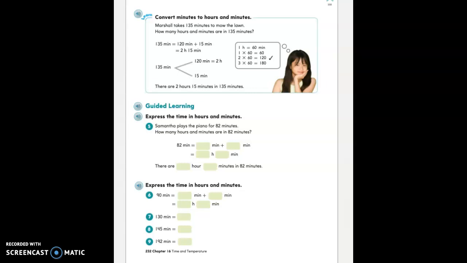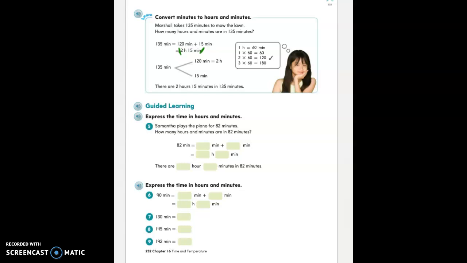So 135 minutes is going to be 120 minutes plus 15 minutes. That's going to equal 2 hours and 15 minutes. So they're getting the hours from here and the minutes from there. 120 minutes equals 2 hours, and then the 15 minutes remaining. So in 135 minutes, it's going to take Marshall 2 hours and 15 minutes to mow that lawn.